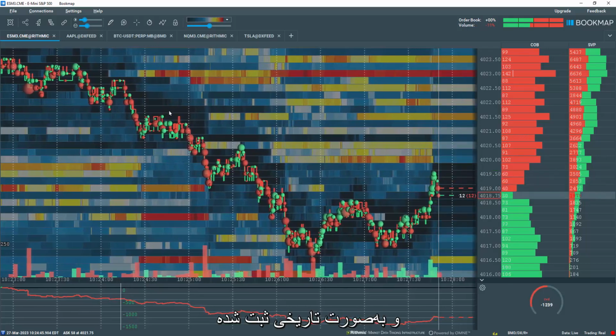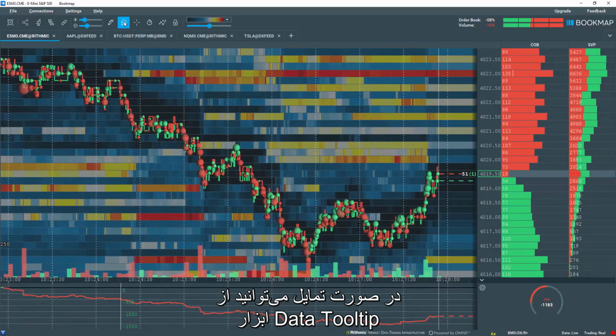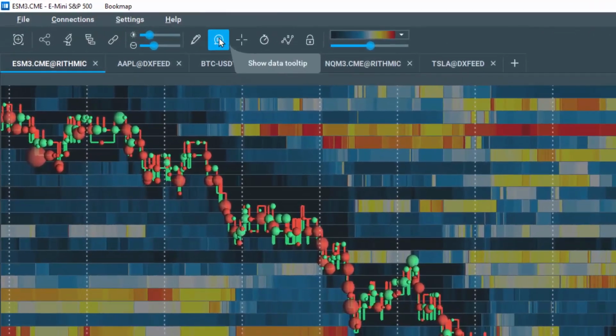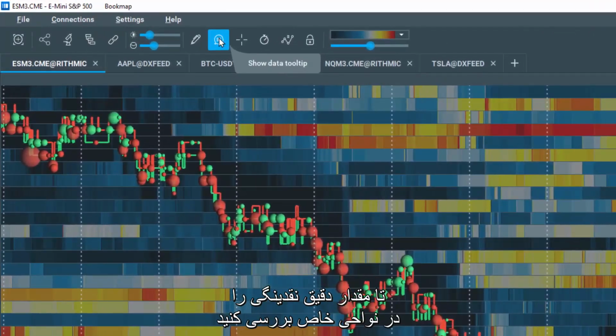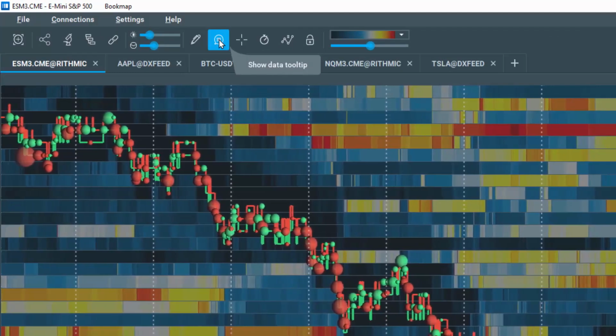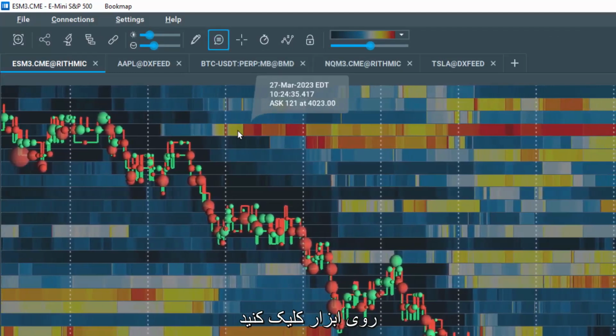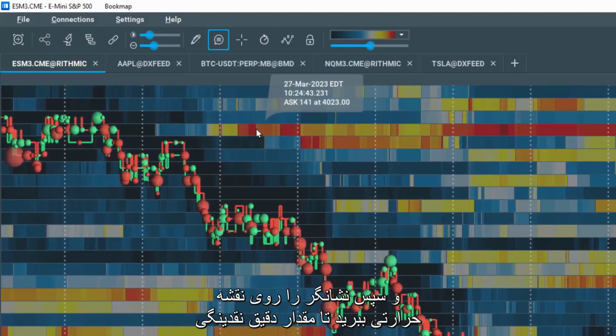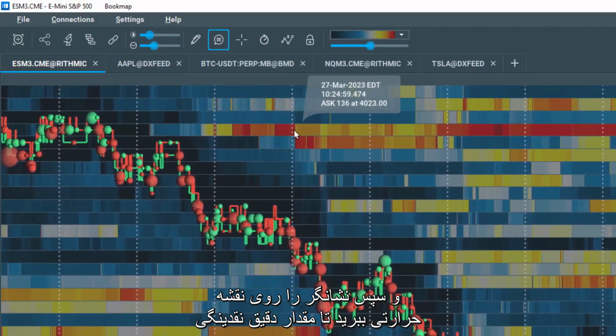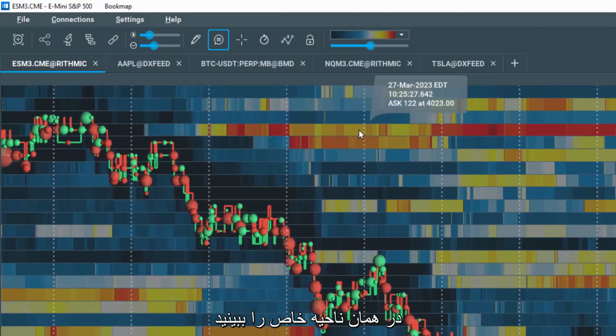It is recorded historically. If desired, you can always use the data tooltip to check out the exact quantity of liquidity at specific areas. Click here on the data tooltip and then hover over areas on the heat map to see the exact amount of liquidity at that specific area.